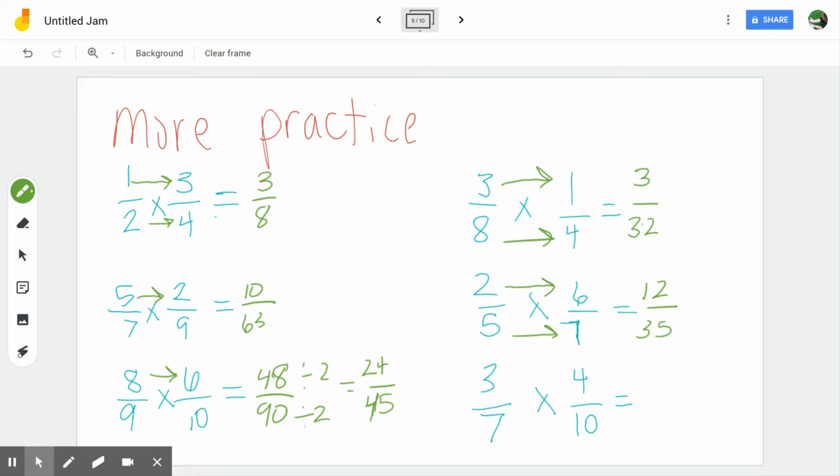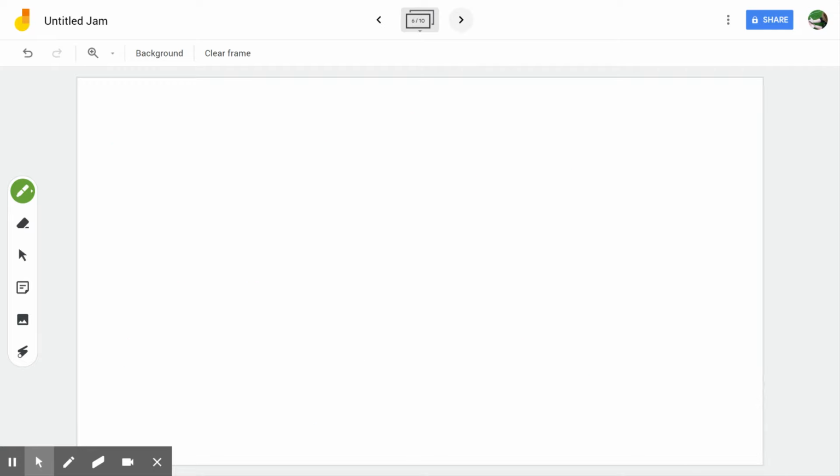The next one is 3/7 times 4/10. What is 3 times 4? 12. And 7 times 10 is 70. Now, again, even though 70 has a 7 in it, which is an odd number, 70 is an even number, so we can divide both of these by 2. 12 divided by 2 is 6, and 70 divided by 2 is 35. So 12 70ths or 6 35ths, I'd be okay with. All right, let's carry on.